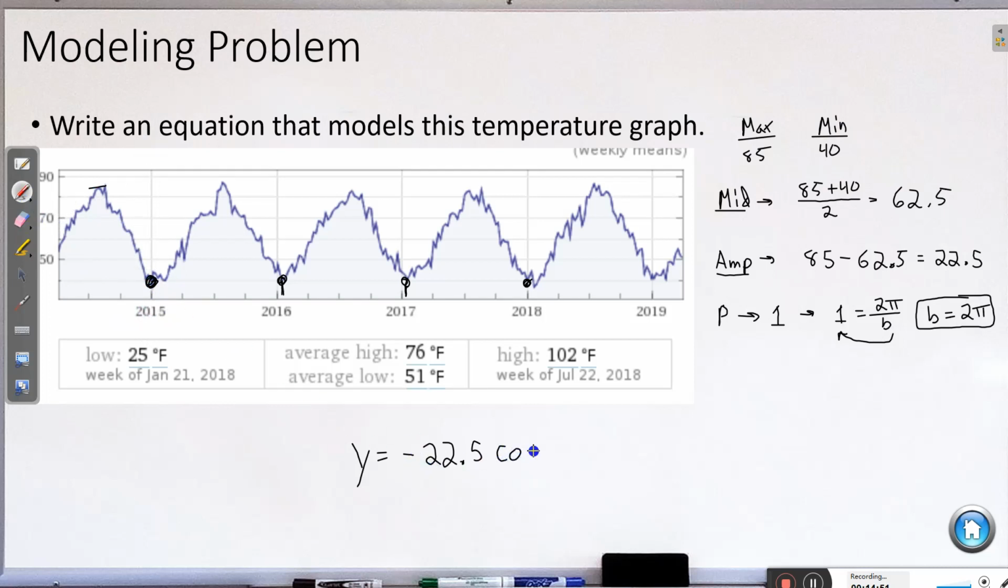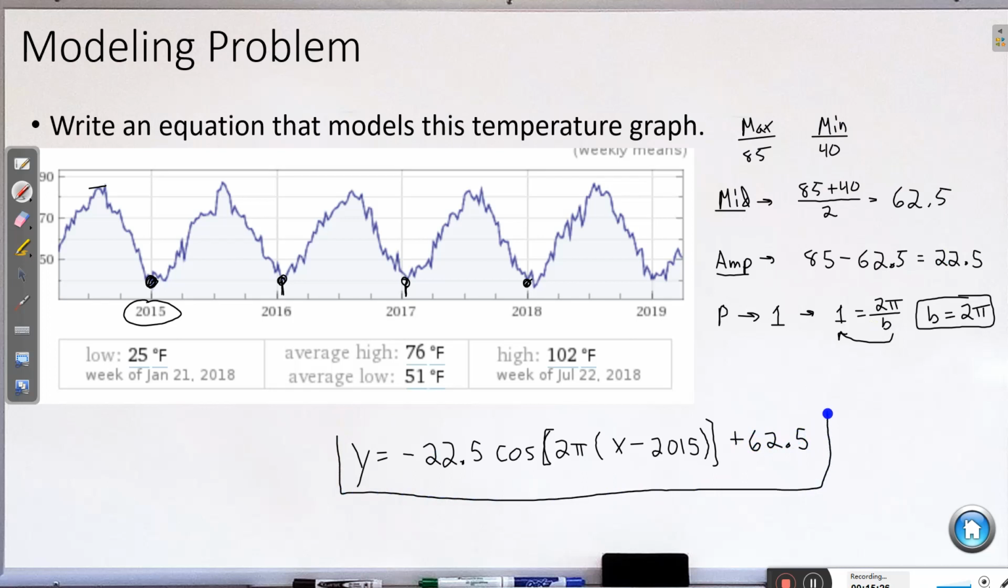All right, and if I want to make this my starting point, then that is going to be a negative cosine of, my b value is 2 pi, x minus, well, if I want 0 to be 0, this starting point is at 2015. So that is x minus 2015. Let's make those square brackets. And then my midline is plus 62.5. So there we have it. That is the equation of that graph.